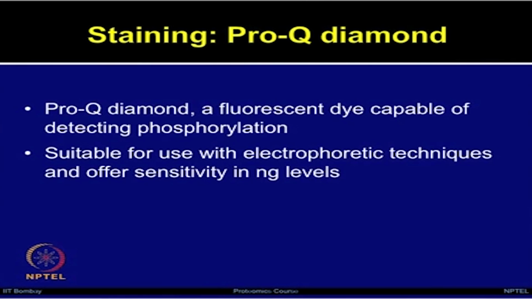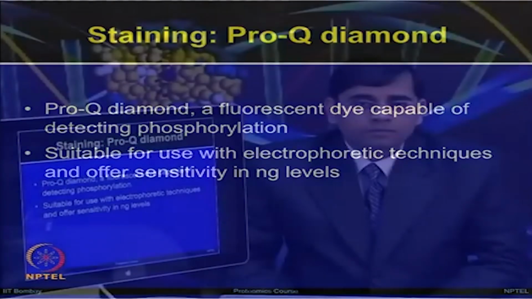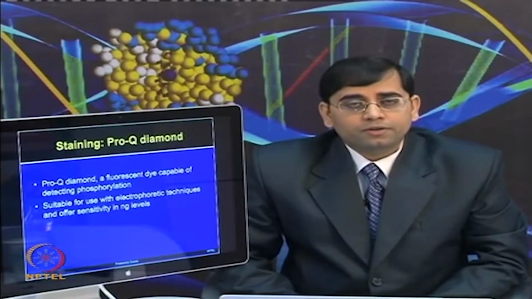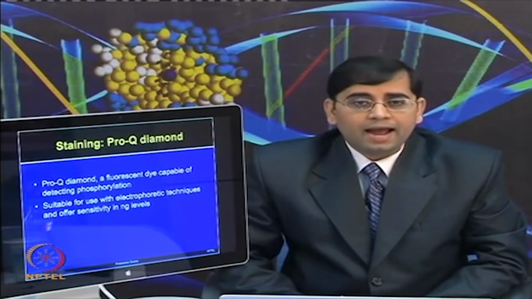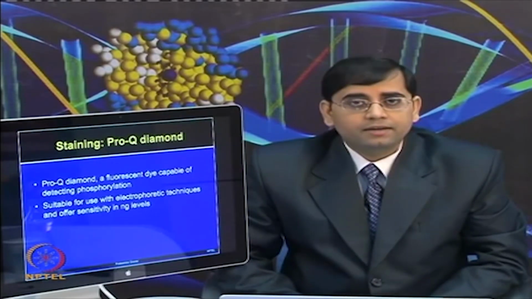So, if your proteins have some phosphorylation, addition of certain phosphate residues, this stain is quite sensitive to pick up those patterns of phosphorylation or post-translational modification in your gel. This is very suitable for use in electrophoresis and it offers sensitivity at the nanogram level.